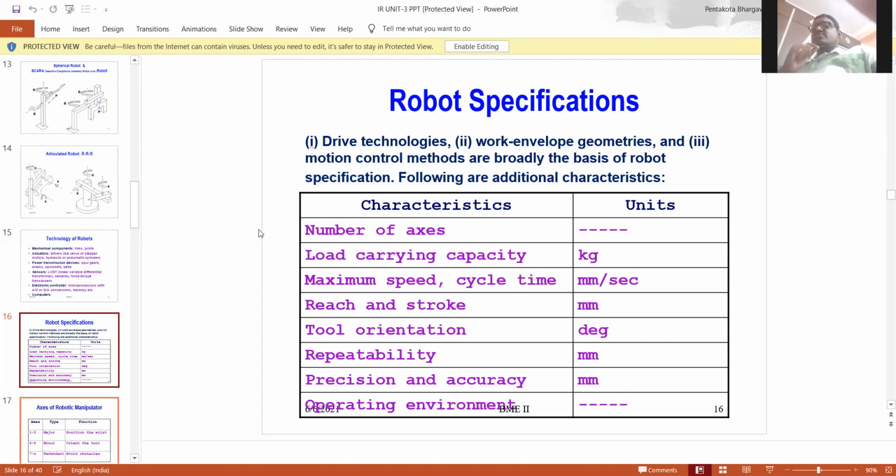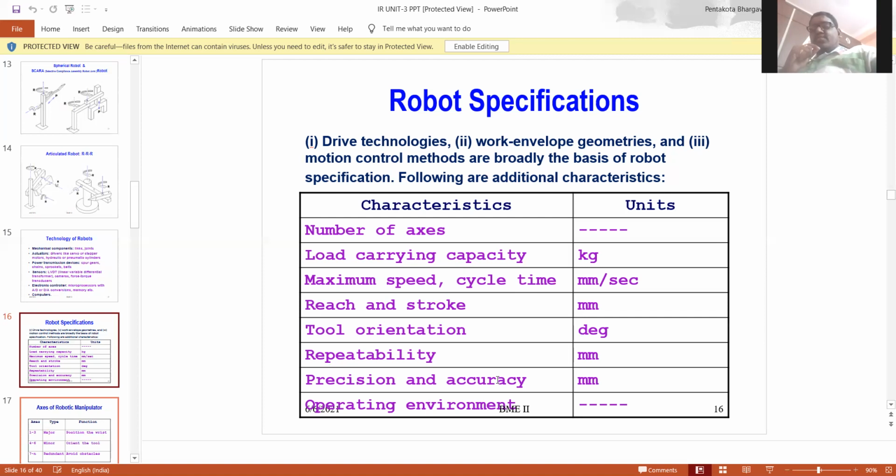Just mention the specification and load carrying capacity. How much load it can take, for example, in a pick and place robot, the end effector can lift 1 kg or 2 kg or 3 kg. You just mention the load capacity. And next, maximum speed or cycle time. Maximum speed means 800 rpm or 700 rpm, or you can take mm per second.